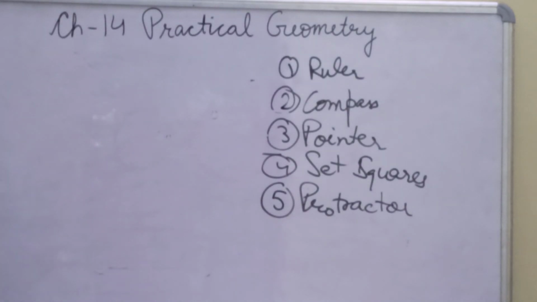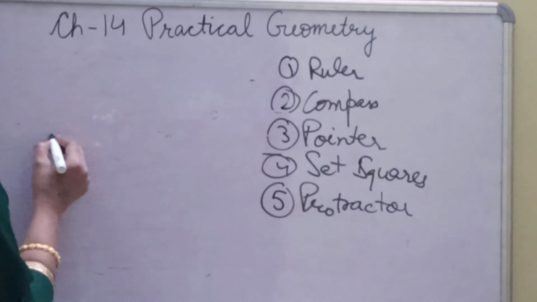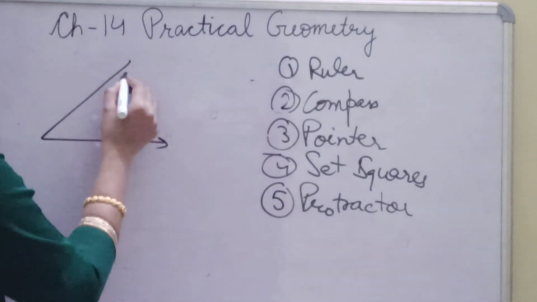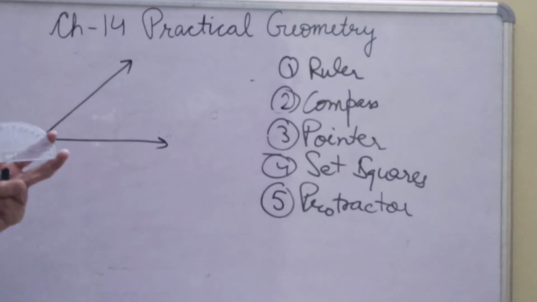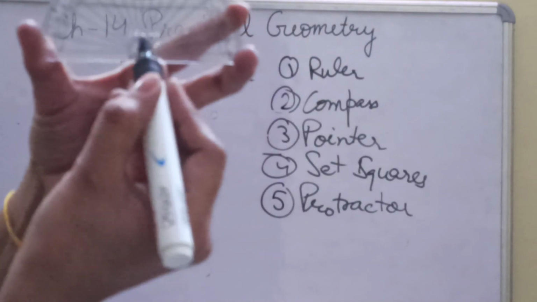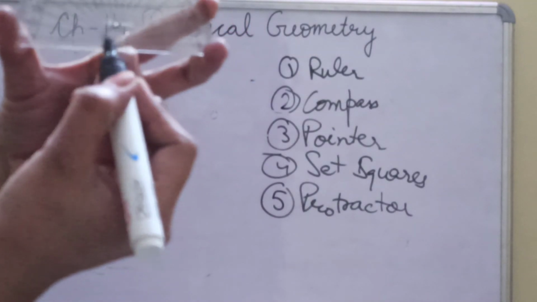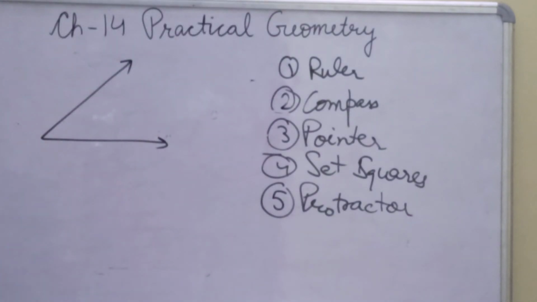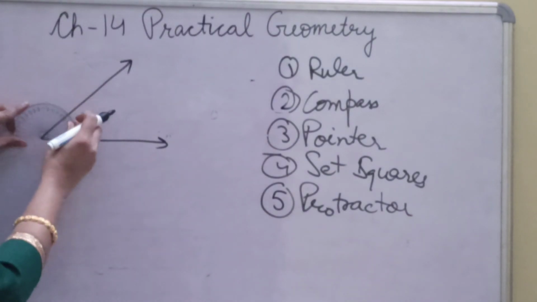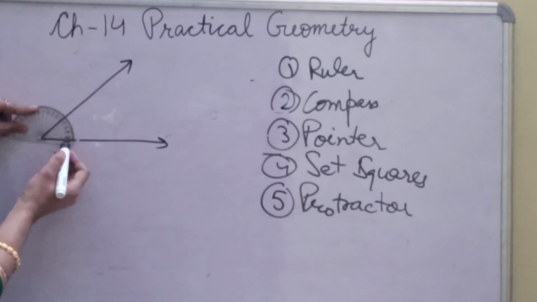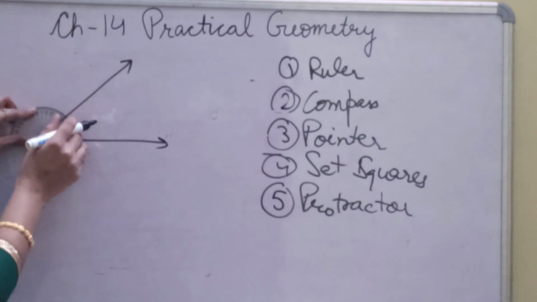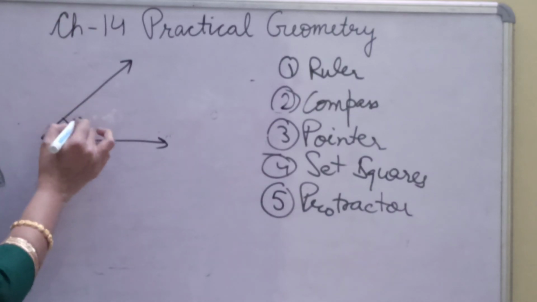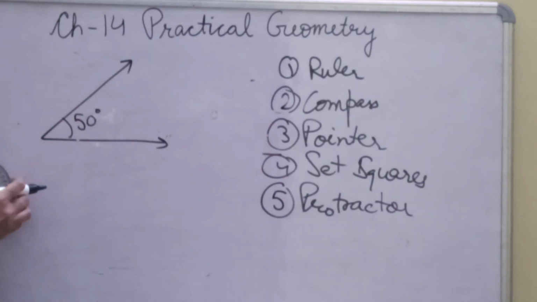Now how to use it? Suppose we have drawn this angle, and the angle is given to us, and we are asked what the measurement of this angle is. So what will we do? If you can see, there is a middle line in this. So we will keep this middle line on this point, and here is a straight line. So we will keep that straight, and when we measure, it is 50 degrees.